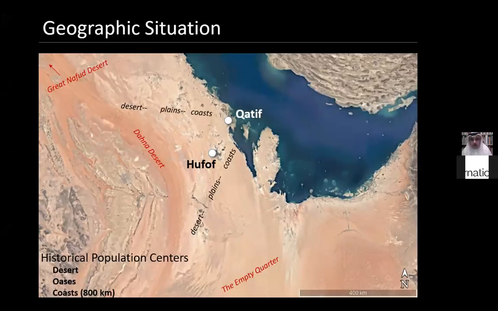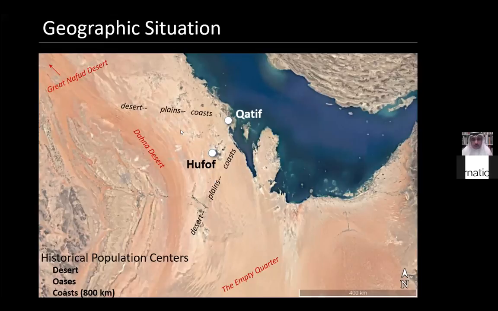To zoom into the region where Khobar was conceived. At that time, the major population centers were Qatif, which is much closer to Khobar, and Hufuf in the hinterland of the Eastern Province, in the middle of the desert, which was an oasis. When we say major population centers, we are talking about 30,000 to 50,000 population each, between Qatif and Hufuf. The rest of the population would be nomadic population roaming around the desert.